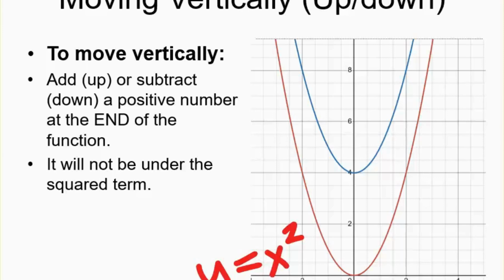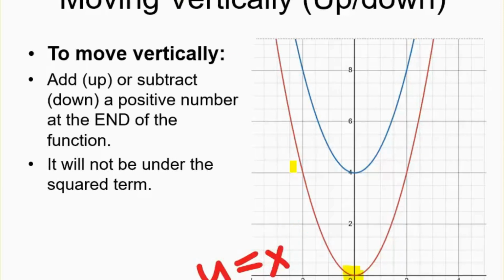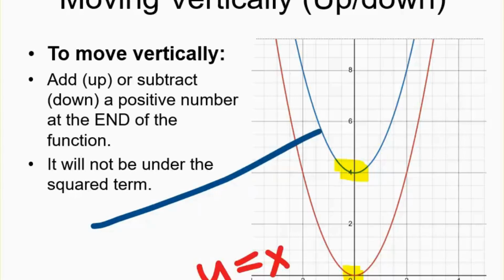Again, we start with that parent function, y equals x squared. And I notice that the blue quadratic has been moved up 4 units. I can tell because here my vertex was at 0, but in the blue graph, my vertex is up 4. So the equation of that graph will be y equals x squared plus 4.